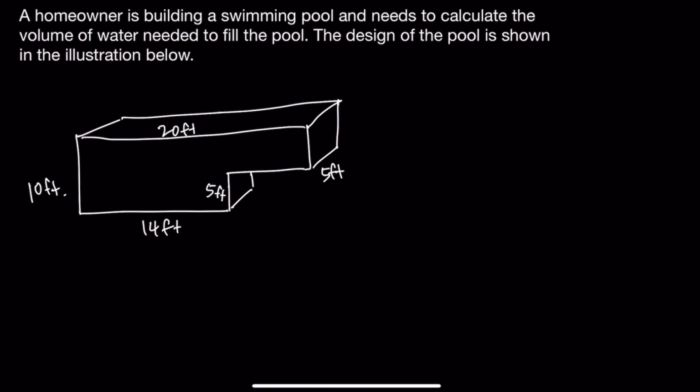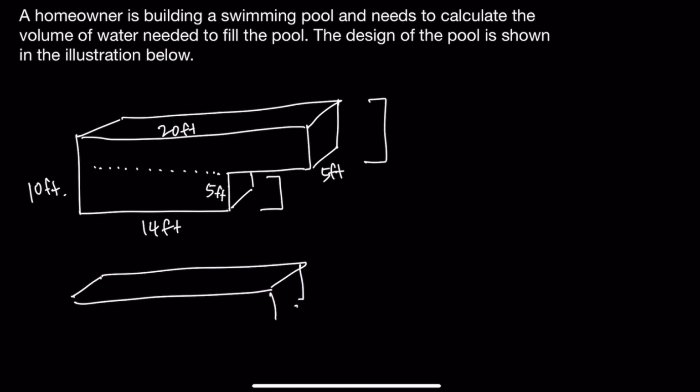Let's try this word problem. A homeowner is building a swimming pool and needs to calculate the volume of water needed to fill the pool. The design of the pool is shown in the illustration below. Feel free to pause this video and try this problem on your own before I go over it in 3, 2, 1. So the first thing that strikes me is there's two distinct parts to this swimming pool. There's this top rectangular prism and this bottom rectangular prism. So it might help to draw them as two separate rectangular prisms just to visualize.